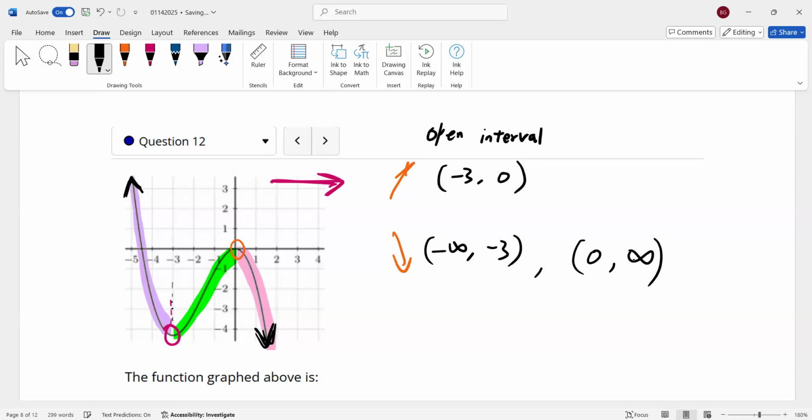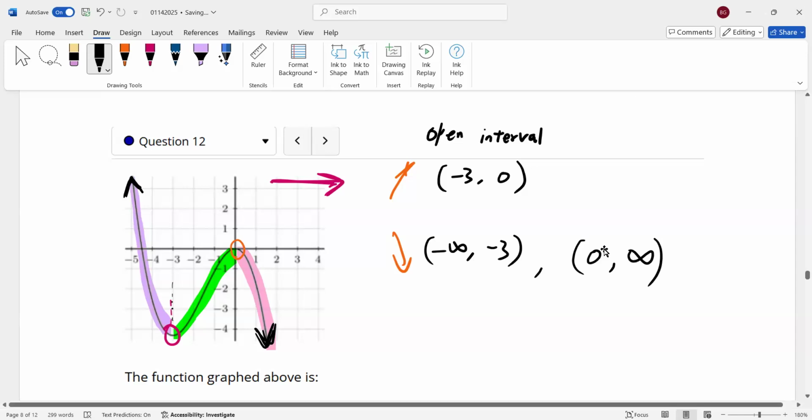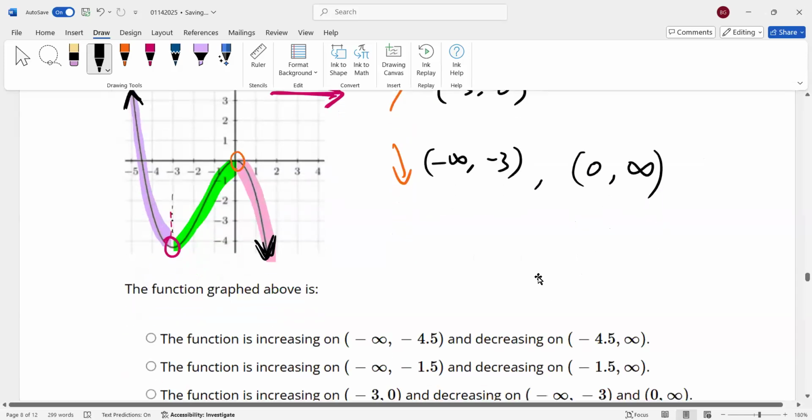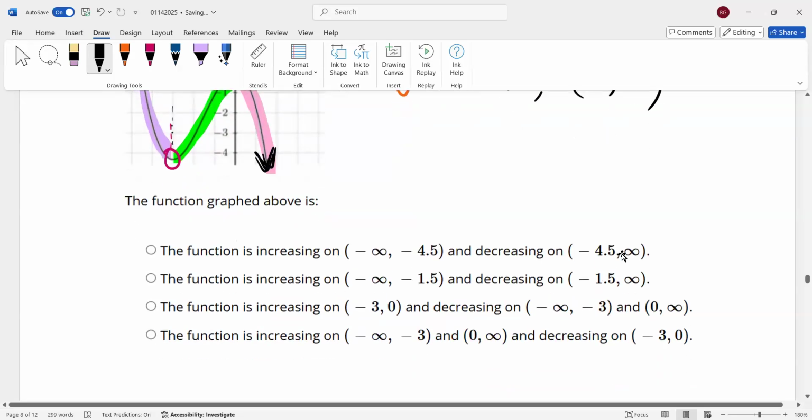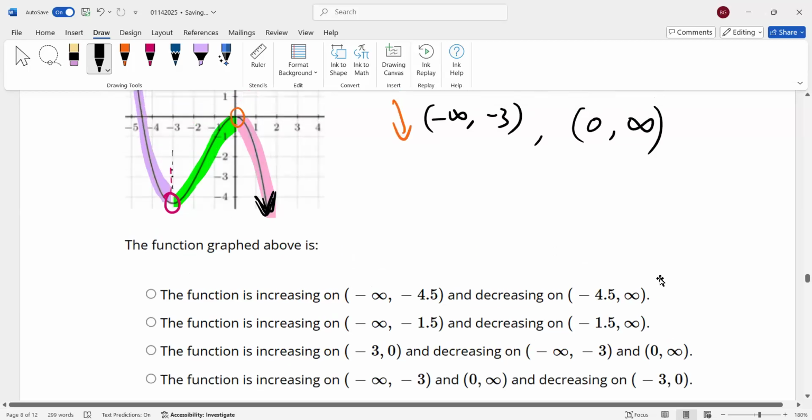Is that doable, guys? If you understand that, let's look at the answer choices, and you tell me which one is correct, which one is consistent with our result earlier.